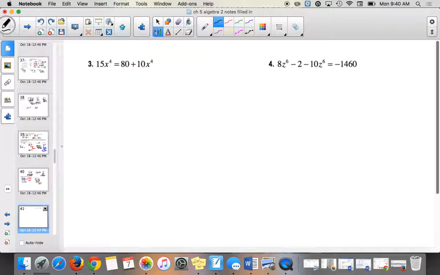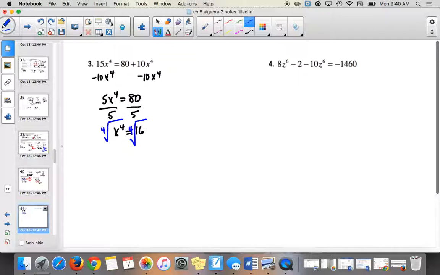So this one, same idea. Let's subtract our 10x to the 4th over. So we get 5x to the 4th equals 80. I divide by 5. So I get x to the 4th equals 16. I take the square root, or not the square root, the 4th root, right? Do you think a 4th root needs a plus or minus? Yeah. Plus or minus. So I get x equals plus or minus the 4th root of 16, which is 2.